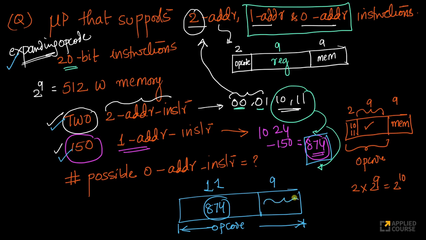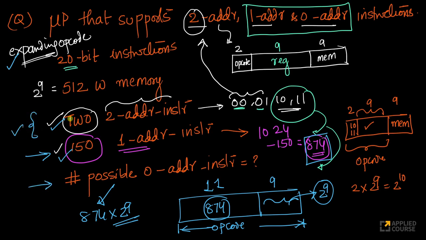How many possible values can I have here? All these can be occupied by the opcode of the zero address instruction, so here I have 2 power 9 possibilities. So what is the total number of possible zero address instructions? 874 into 2 power 9. Look at this, the complexity has increased now. In the previous videos, we have seen only 1 address instructions and 0 address instructions. Here we also have 2 address instructions. We'll also see 3 address and 4 address instructions as we go forward.